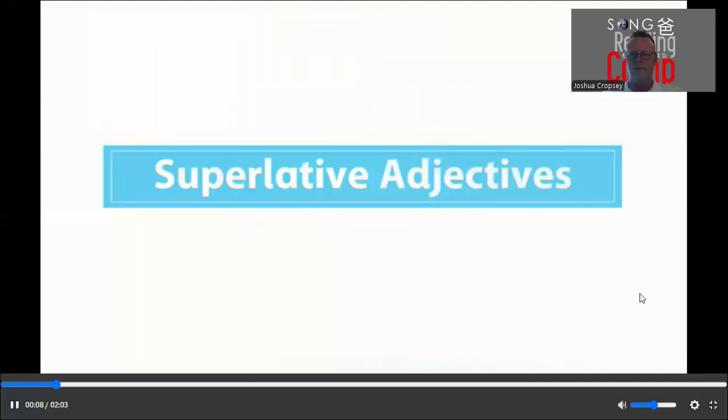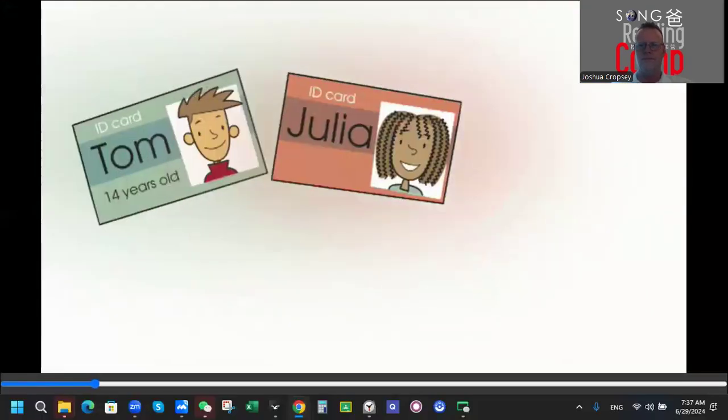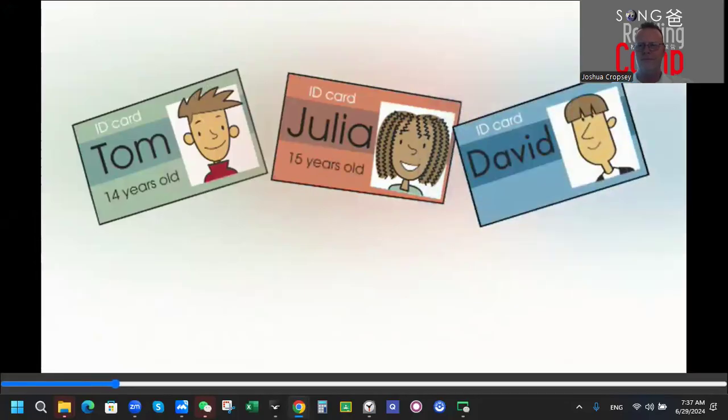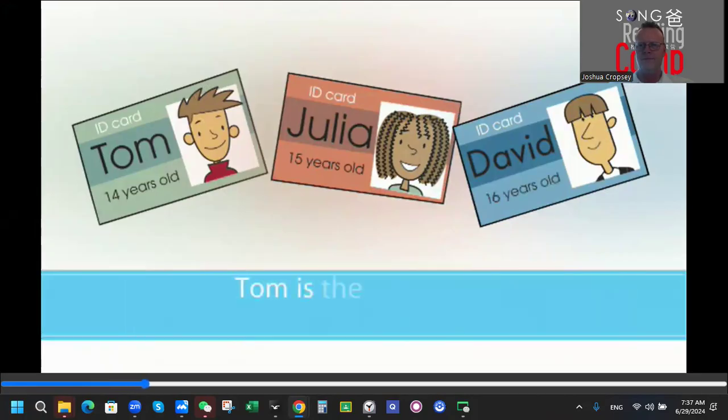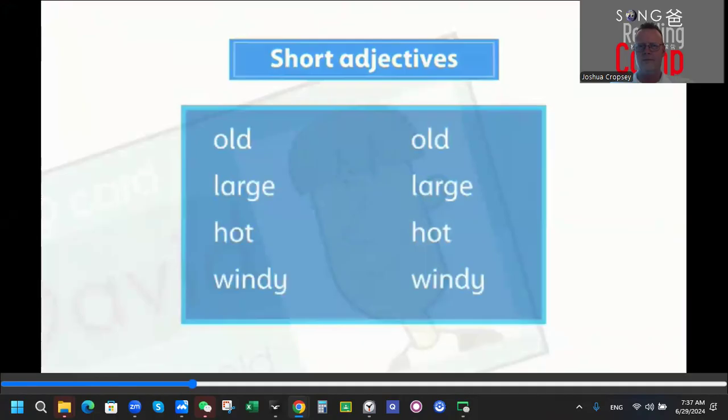Superlative adjectives. Tom is 14 years old. Julia is 15 years old. David is 16 years old. Tom is the youngest. David is the oldest. We form superlative adjectives like this. For many adjectives, we add est.